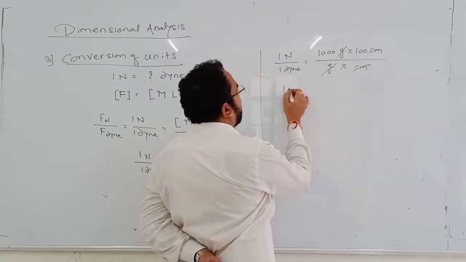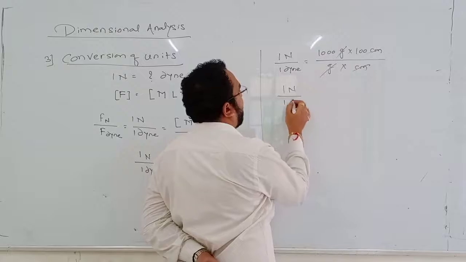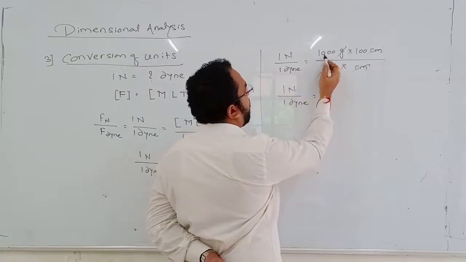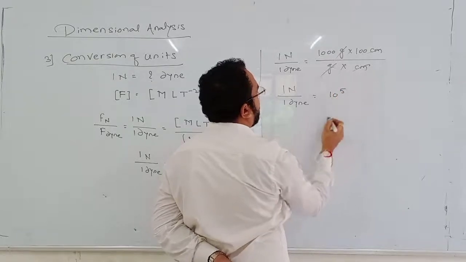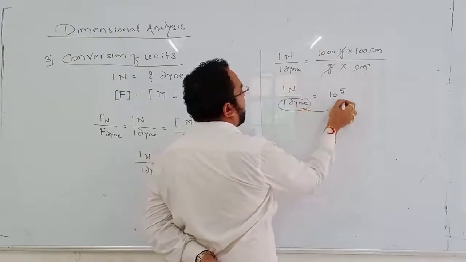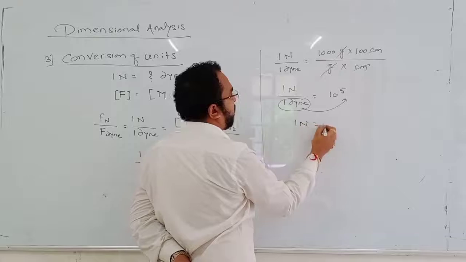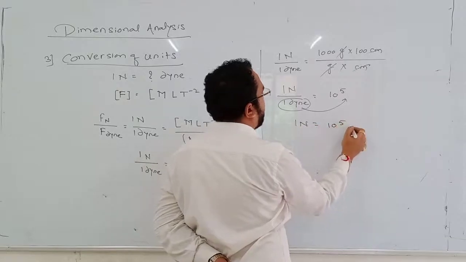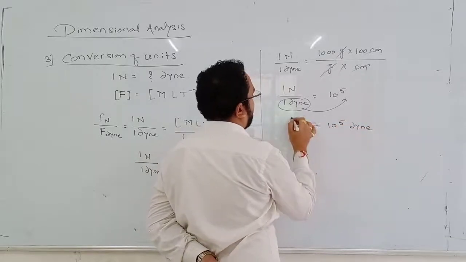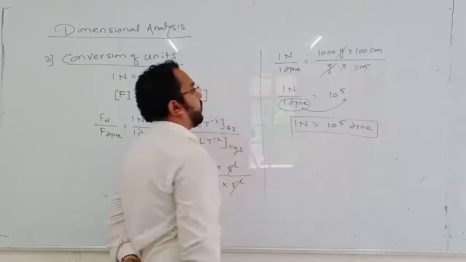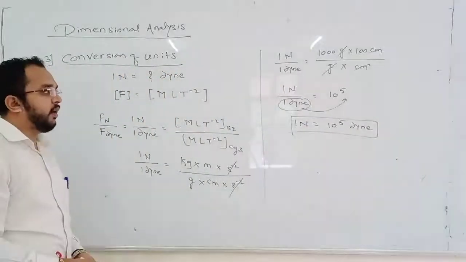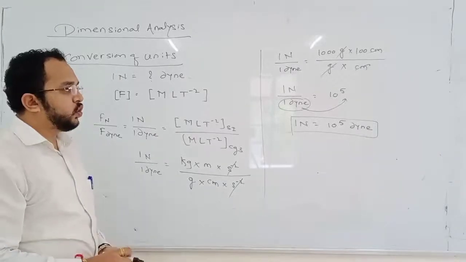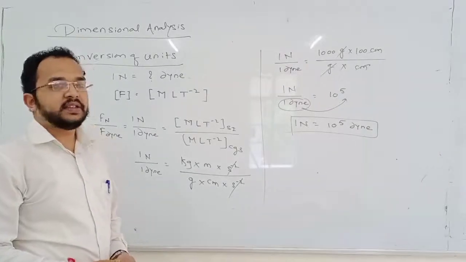Now we are remaining with 1 Newton upon 1 dyne is equal to 1, 2, 3, 4, 5. It will be 10 raised to power of 5. Multiply this dyne here, we'll get 1 Newton is equal to 10 raised to power of 5 dyne. So this is how we have converted the Newton into CGS units, that is dyne.